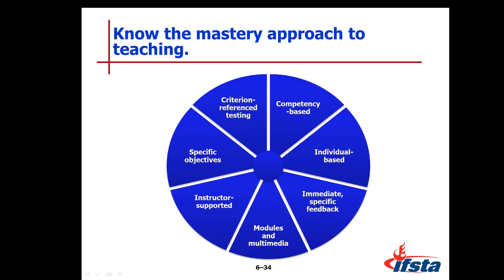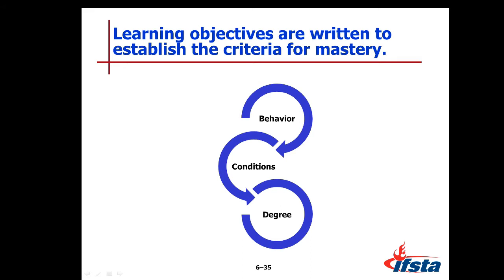Yes. Slide 34. There you go. Learning objectives are written to establish the criteria for mastery. You have a behavior component, you have a conditions component, and you have a degree component. So what do you think we're talking about when we say we have a behavior objective? The student should exhibit a certain kind of behavior after the skill is taught, perhaps? Conditions, what do those sound like?